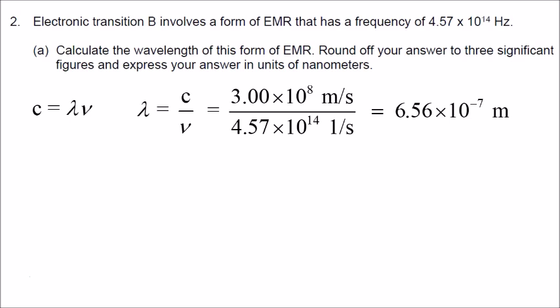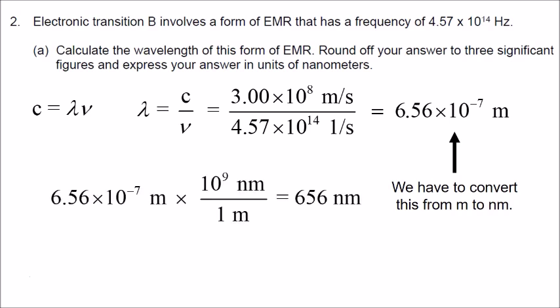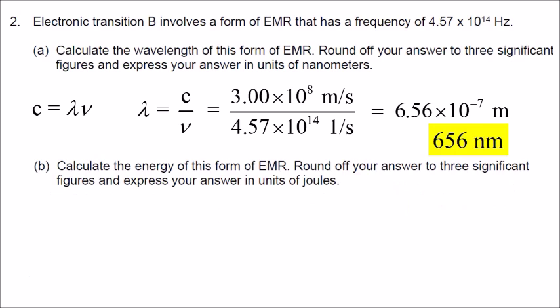But the units right now are in meters. It says express your answer in units of nanometers. So we have to convert this value from meters to nanometers. We're going to multiply by 10 to the 9, because there are 10 to the 9 nanometers in 1 meter. And if we do this math, we get 656 nanometers.